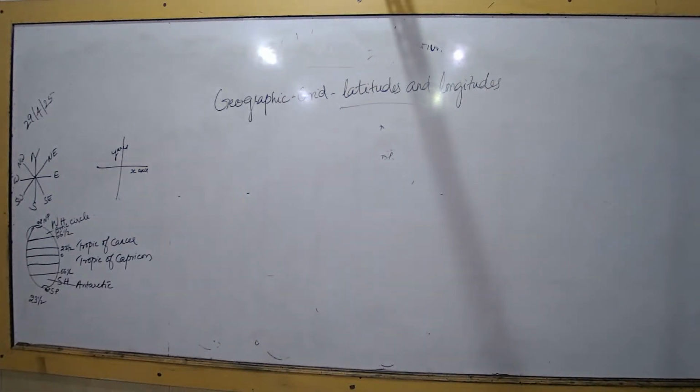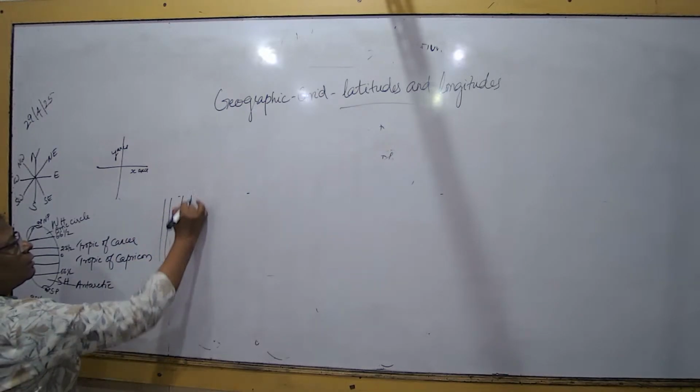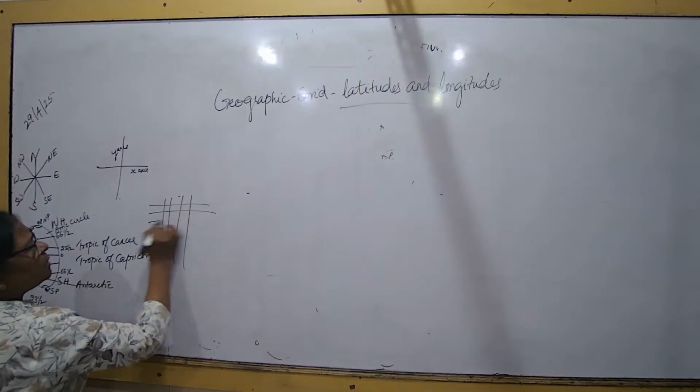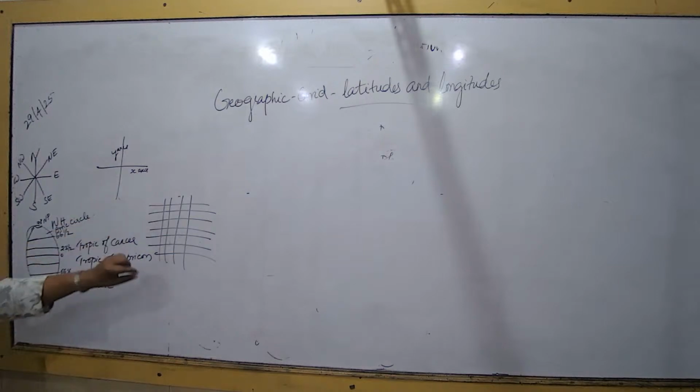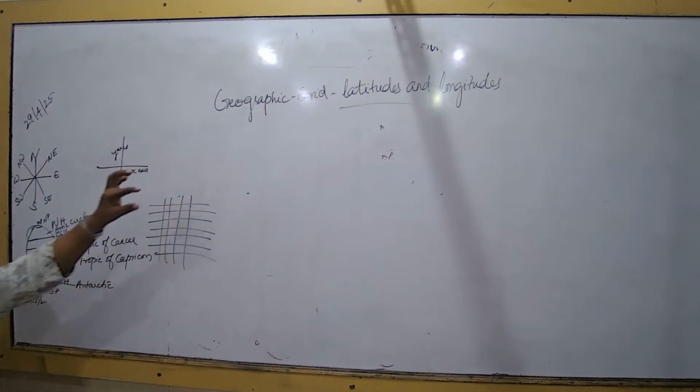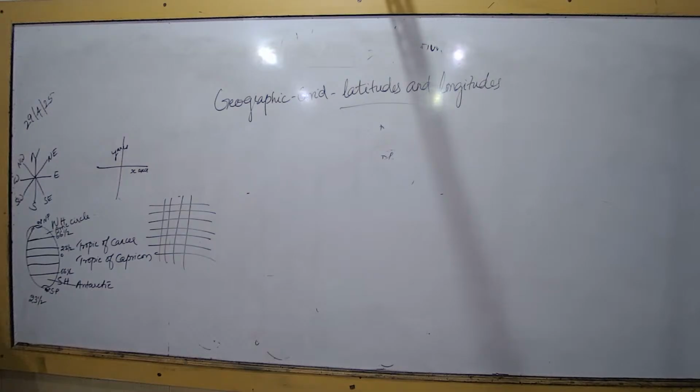Now, next point. These crisscrossing lines form a framework known as geographic grid. That is very important. That is the name of the lesson, geographic grid. Okay, see, on the globe, there are so many lines, east, west, and north, south. So it forms small grids. That grid is called a geographic grid.